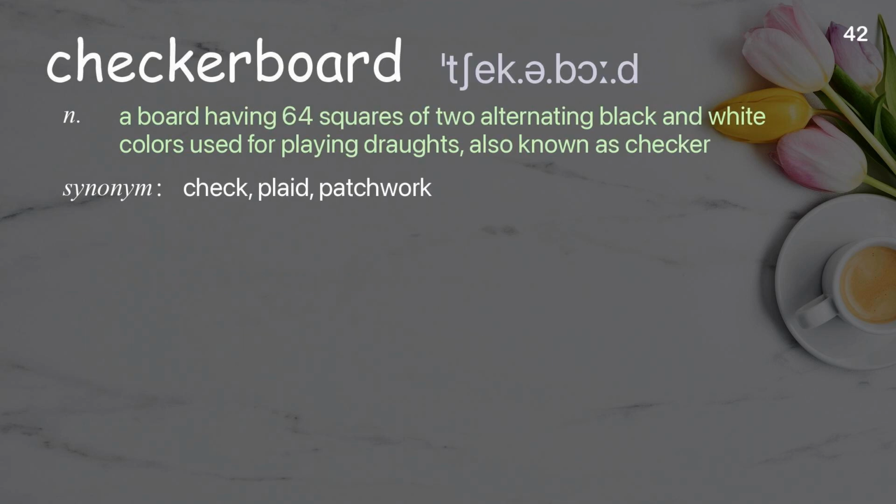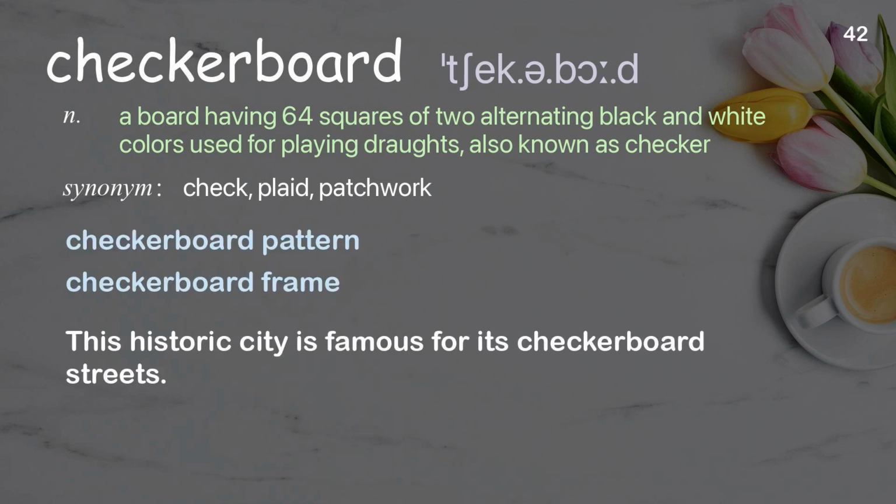Checkerboard. A board having 64 squares of two alternating black and white colors used for playing drafts, also known as checker. Examples: Checkerboard pattern, checkerboard frame. This historic city is famous for its checkerboard streets.